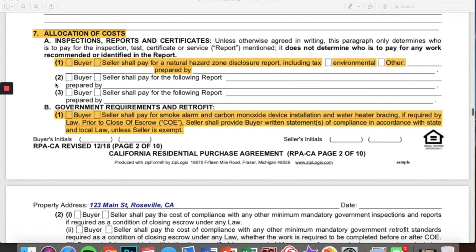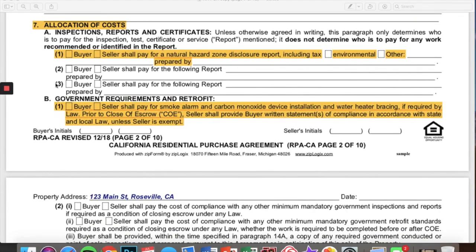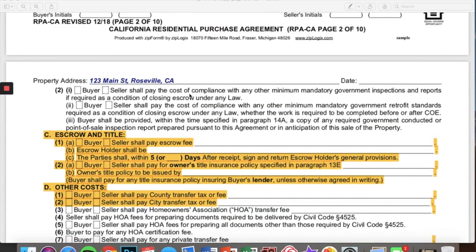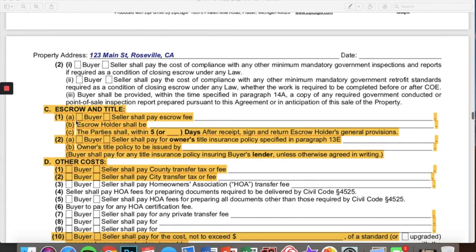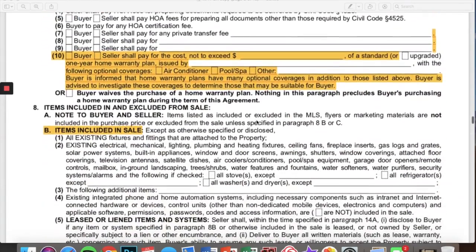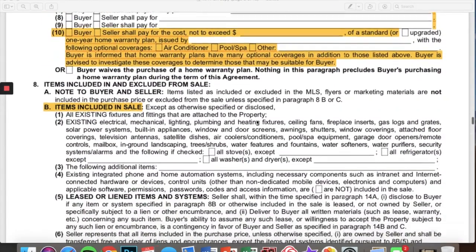Next, we're going to get into allocation of costs. So this is very simple. It's just going to go through who pays for what. It goes through various disclosures and different expenses like title insurance and escrow fees and city and county transfer fees. And so this is just who pays for what. You just check buyer or seller or both. If you want them to split it, you would check both boxes and write 50-50 on the line here. And so you just go through each of those line by line and see what your client is comfortable with.